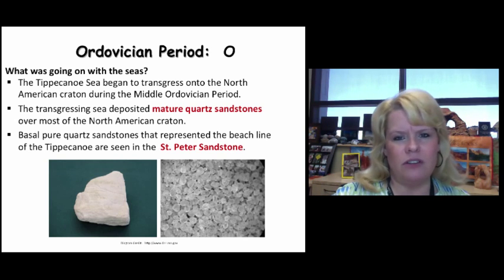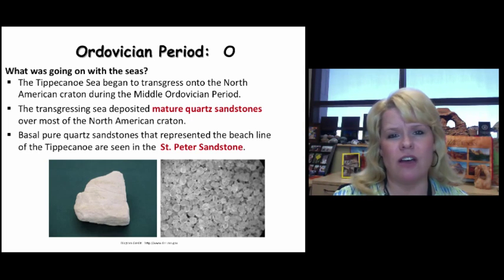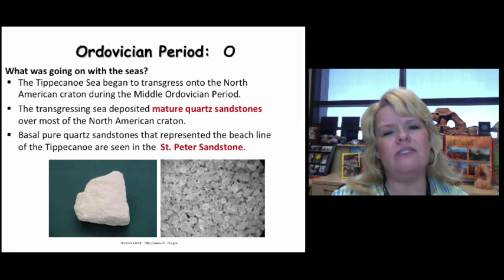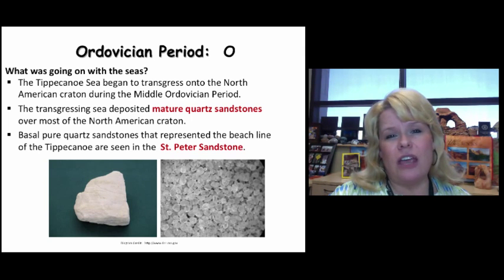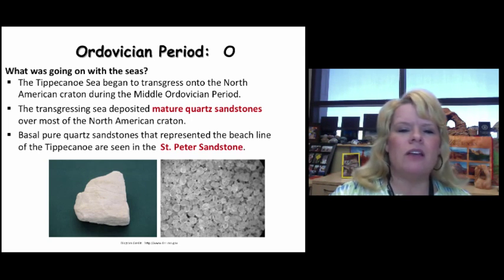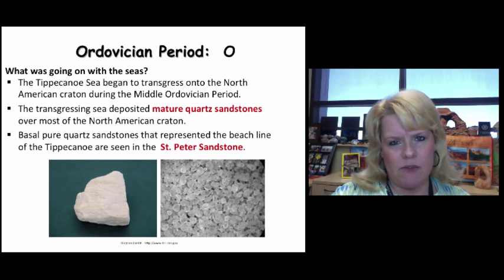So that's important to this particular period because there is a famous rock layer that's used in manufacturing of glass and other types of silica-related needs that is called the St. Peter sandstone. And I'll be showing you an outcrop of it in just a second.